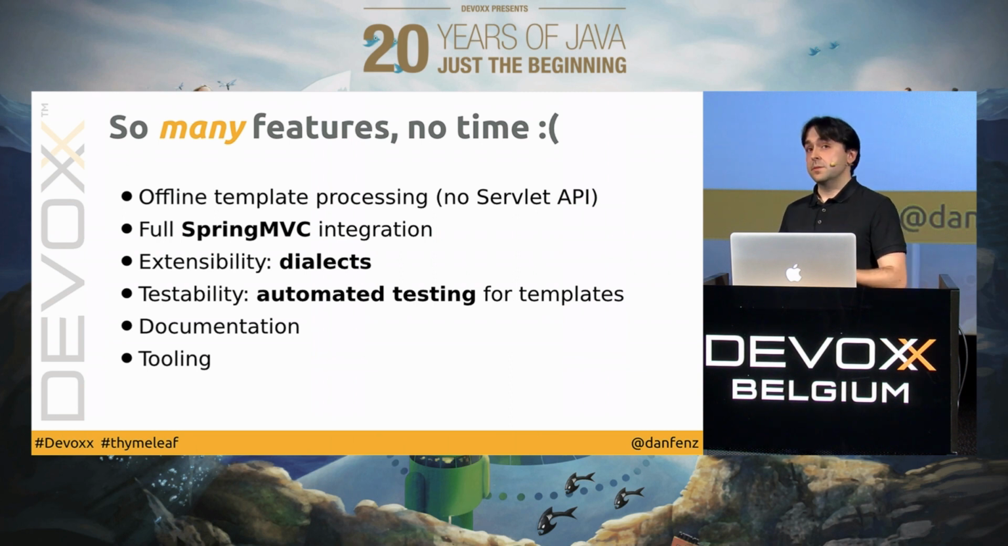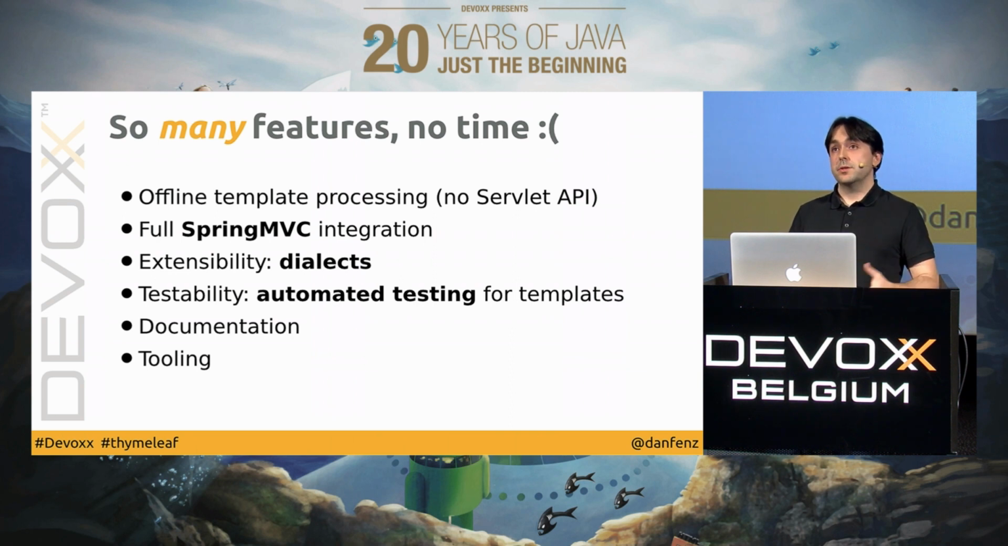It is very extensible. You can define your own dialects, we call them dialects, which are basically packages of processors or preprocessors or post-processors, we have those now, that will add your own functionality to the Thymeleaf templates, your own attributes, your own whatever, can be elements too, so that they do whatever exactly you want to do.